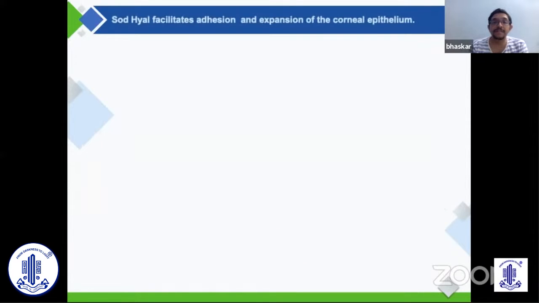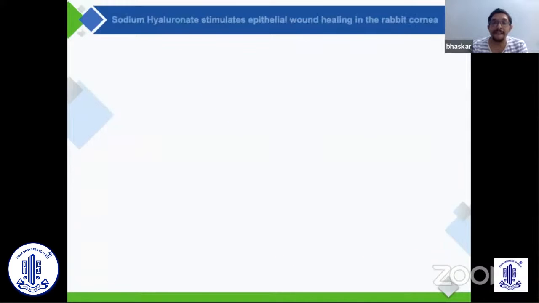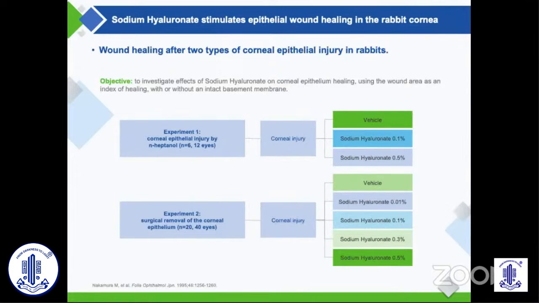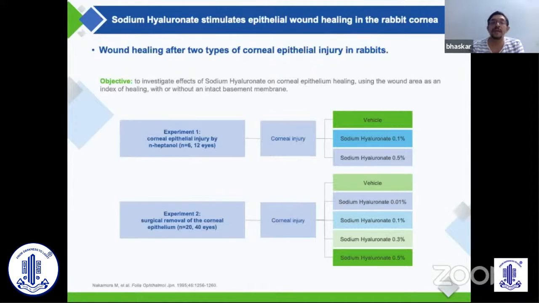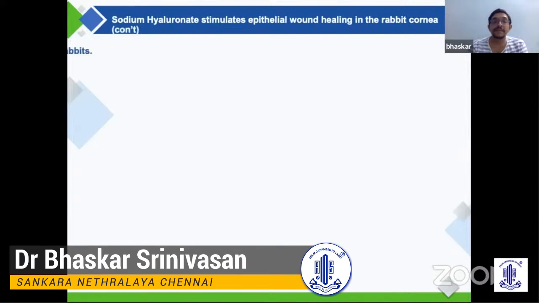So when you look at preclinical evidence, you look at cultured rabbit epithelial cells. In cultured isolated rabbit corneas, sodium hyaluronate was shown to facilitate the adhesion and the expansion of the epithelium over a period of time. And when you extrapolate it to rabbit corneas, where you experimentally induce an injury, either with the use of N-heptanol, which preserves the basement membrane, or with the surgical removal of the epithelium where the basement membrane is already damaged. And you look at a vehicle versus a 0.1% hyaluronate versus a 0.5 or a 0.3% hyaluronate, and look at how the healing happens.